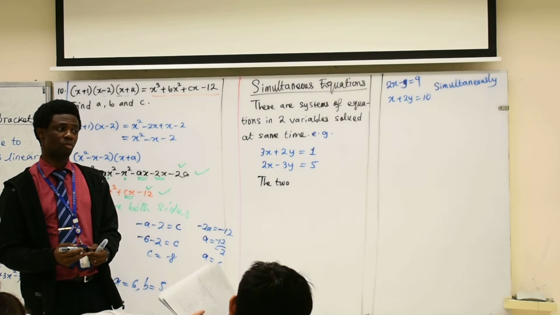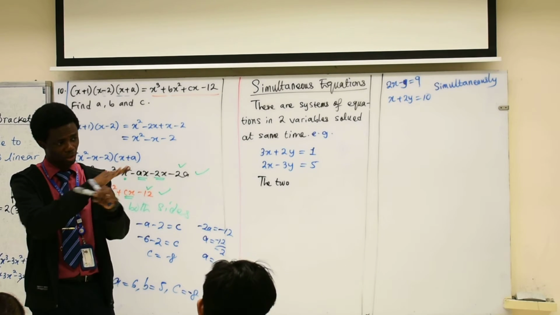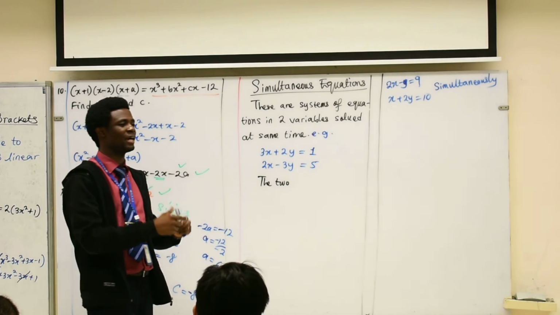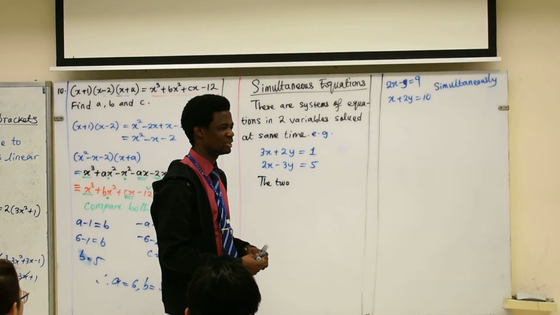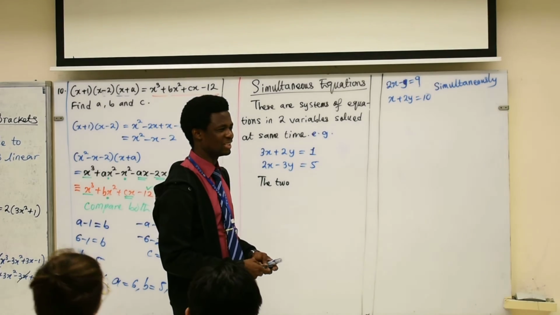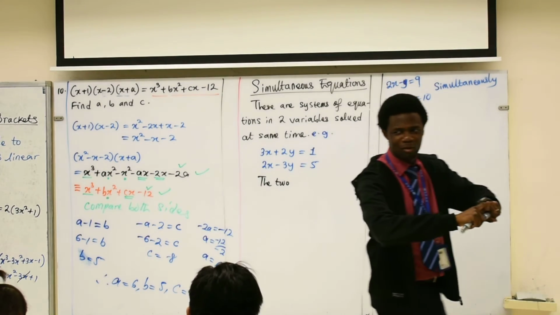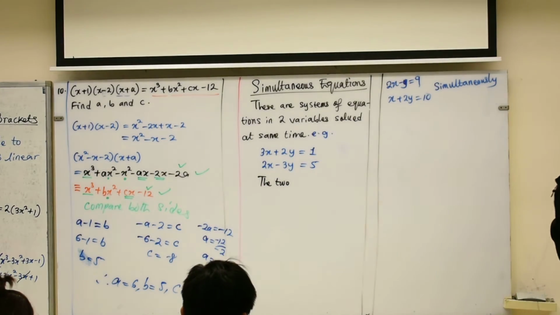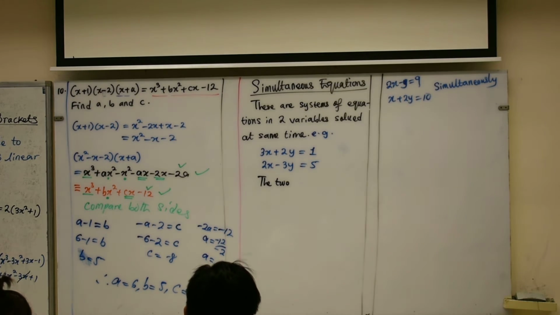Another method is the graphical method. We will learn that in graph, where you plot the graph of the two, you look at where they intersect. That's like the easiest. Just plot the graph, you look where they meet.